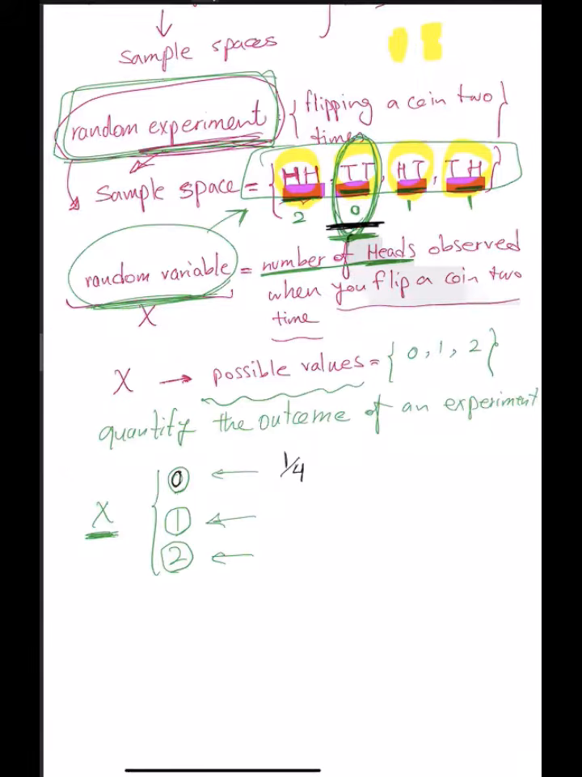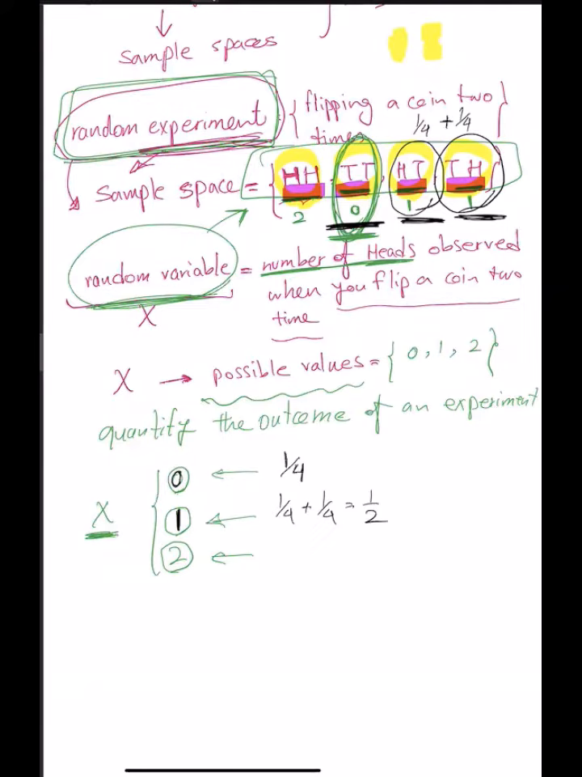What is the chance that I observe head, tail, or tail, head? 1/2. Which is basically 1/4 plus 1/4, because I say this happens or this happens. So that's 1/4 plus 1/4, which is 2/4 or 1/2. If those two outcomes happen, then I observe 1 head. That's when the random variable value 1 is observed.